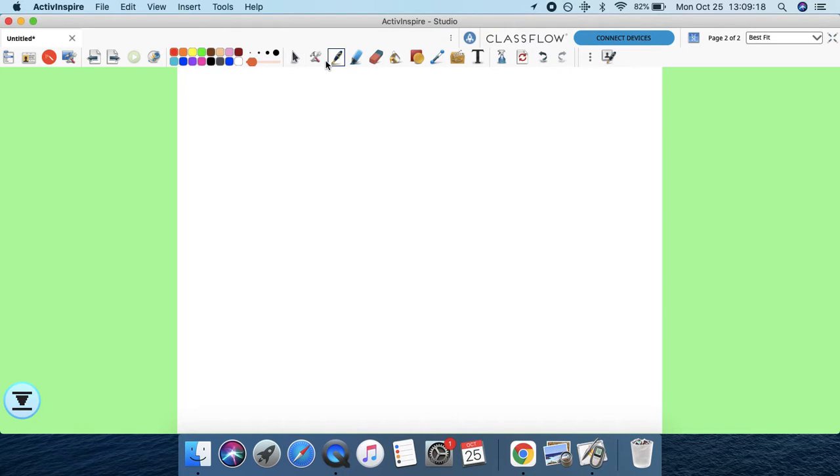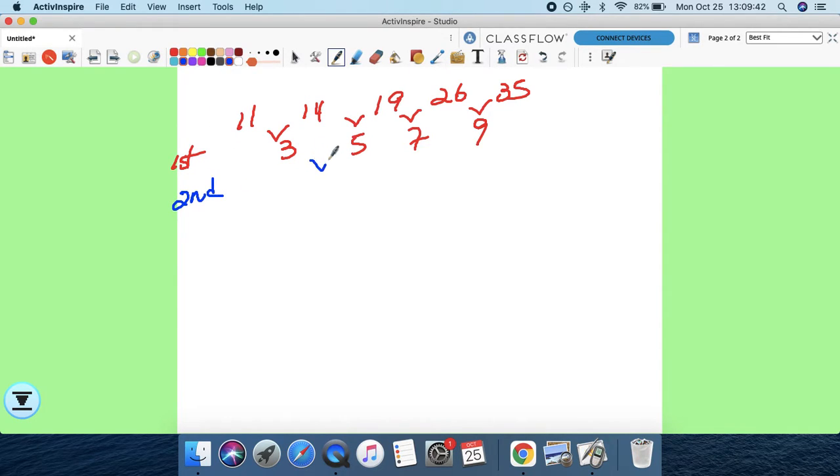Again, this is more procedural. I have more fun doing the visual, but you should also know this. Take the sequence 11, 14, 19, 26, 35. First difference: 3, 5, 7, 9. Well, it's not linear. We do the second difference: 2, 2, 2. So we know it's quadratic, so it's n squared.